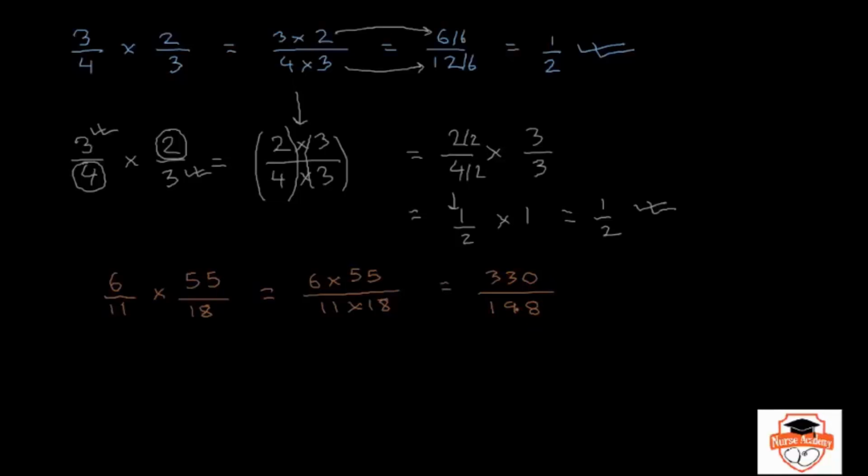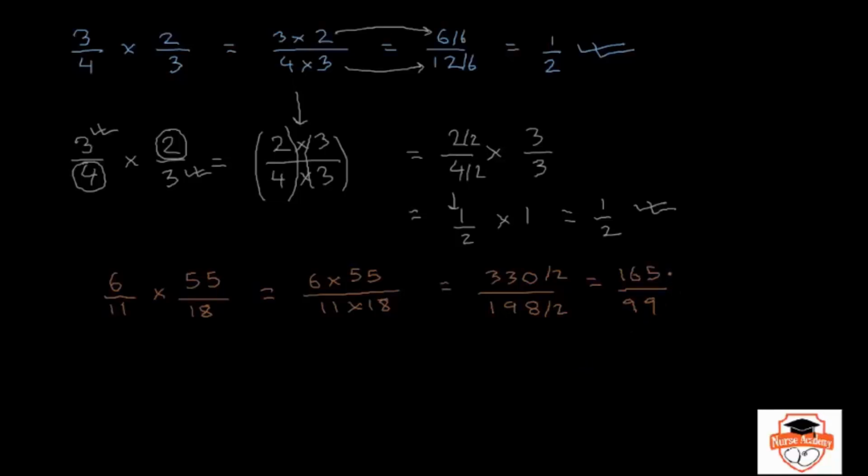Number one, it took you a while to figure out the multiplication. Number two, you need to simplify this. Think of a number that can divide 330 and 198. That's not too easy. So you probably start with 2. Divide this with 2, this with 2. 330 divided with 2 is 165 on the top. 198 divided with 2 is 99 on the bottom.